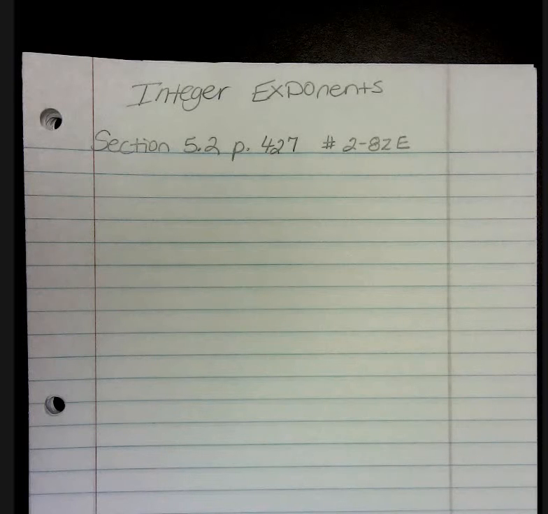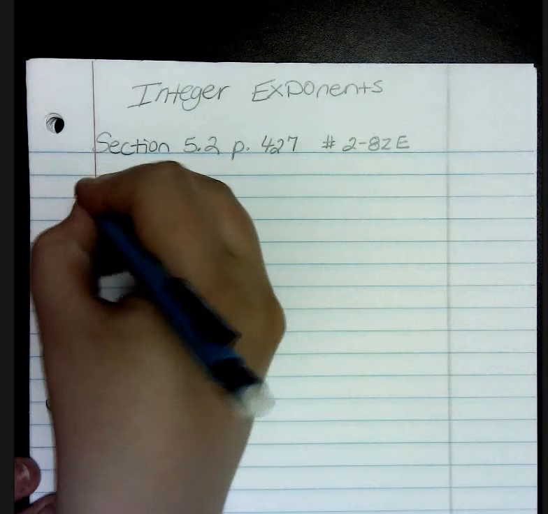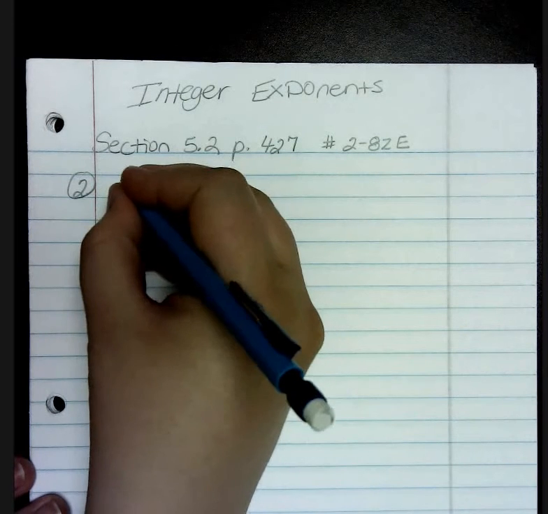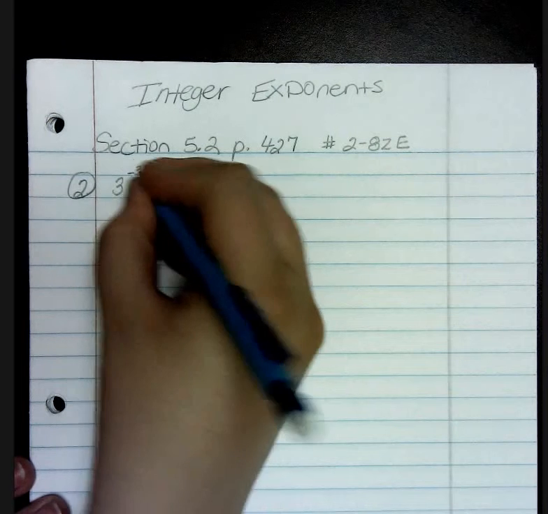In this lesson, we are going to discuss integer exponents. This is working out of section 5.2 in your textbook on page 427. We are going to do numbers 2 through 82 even. So on number 2, we have the problem 3 to the negative third power.